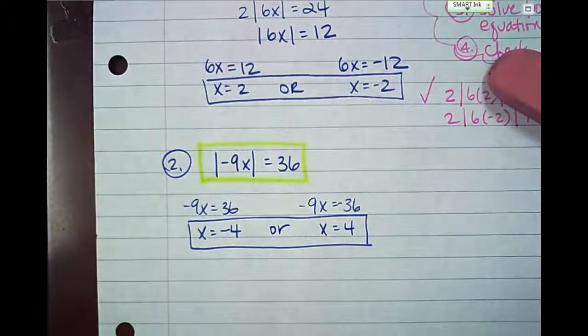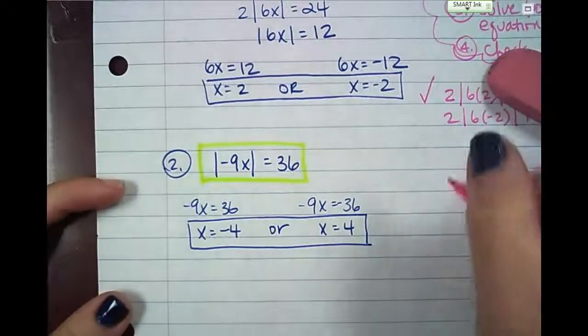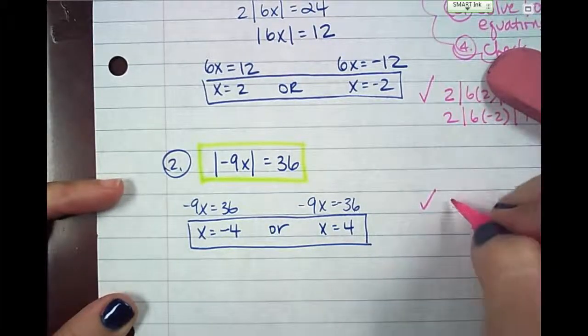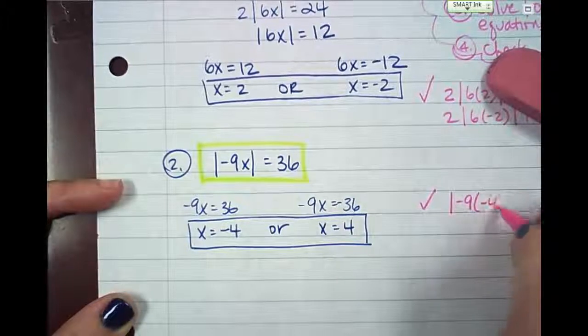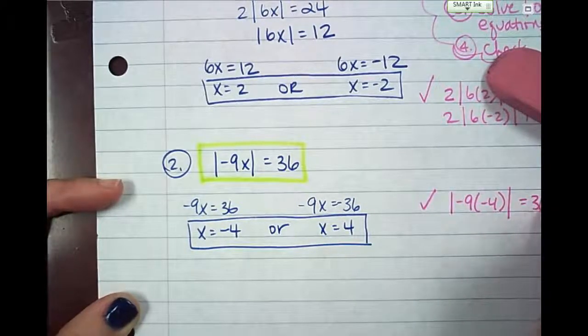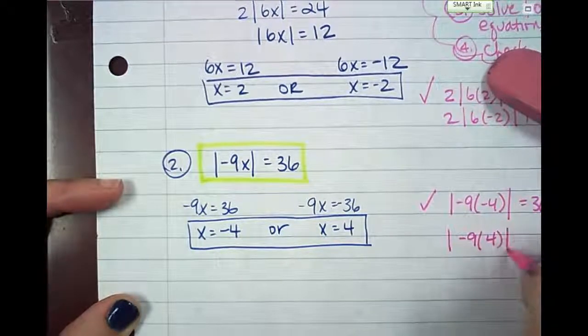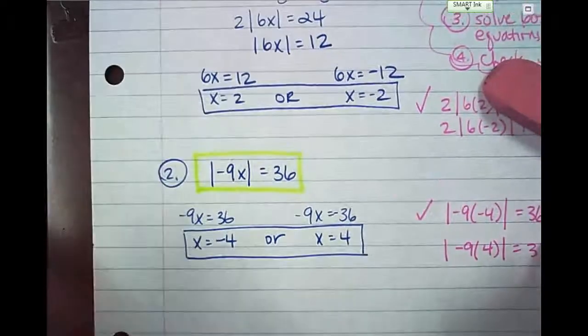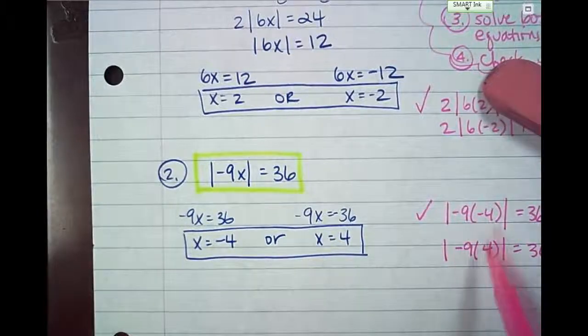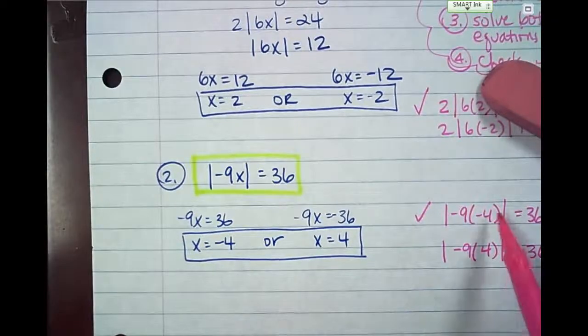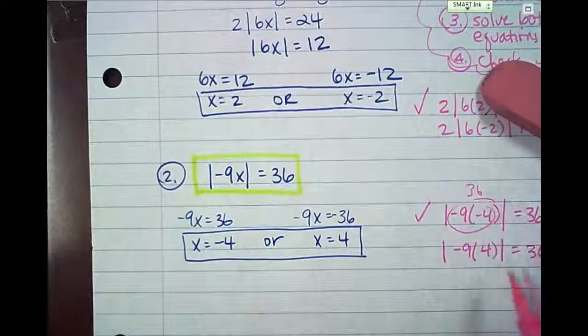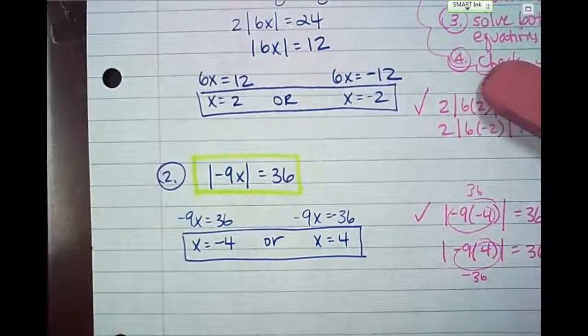And I realize I'm still doing easy ones, but they change in just a second. So to come over from my check, I know the absolute value of negative 9 times negative 4. And then I'm going to plug in positive 4, just to be sure they both give me 36. Yes and yes. This gives me positive 36, which works, and this gives me a negative 36, which works.